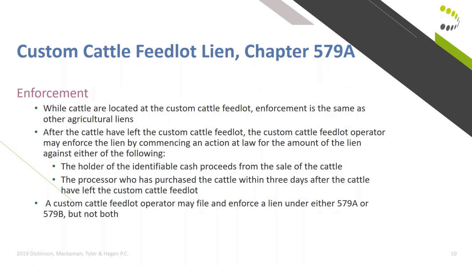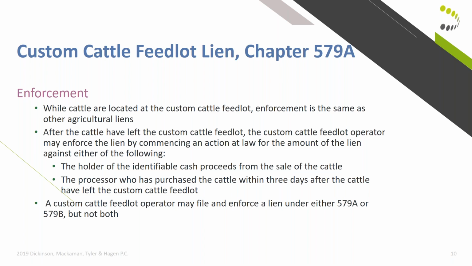In order to enforce a custom cattle feedlot lien, there are 2 separate scenarios. One is that in which the cattle are located at the feedlot still, and this is the same as other agricultural liens following that statutory process. If, however, the cattle have already left the feedlot, the operator may enforce the lien by commencing an action at law for the amount of the lien by doing either one of 2 things. The holder of it can go against the holder of the identifiable cash proceeds from the sale of the cattle, or if the cattle went to a processing plant, the processor who has purchased the cattle within 3 days after the cattle have left the custom cattle feedlot.